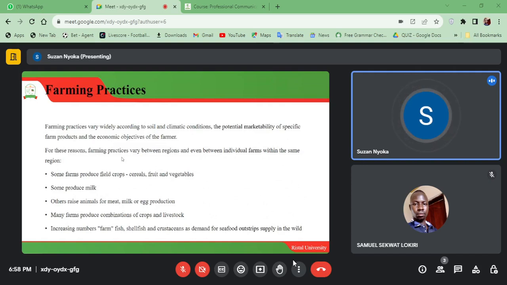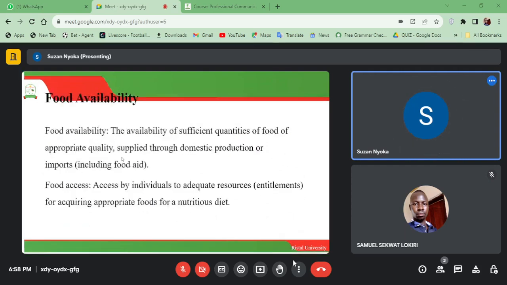Between individual farms within the same region, vegetables. However, some farms produce milk, others raise animals for meat, milk, or even egg production. And then many farms produce combinations of crops and livestock. Increasing numbers farm fish, shellfish, and crustaceans, as demands for seafood outstrip supply in the world. Those are different farm practices, and different people produce different products.